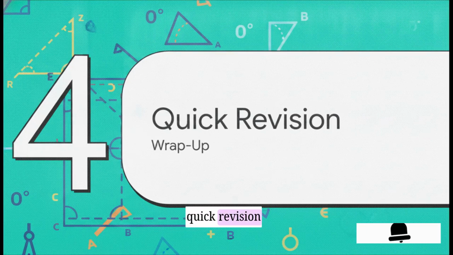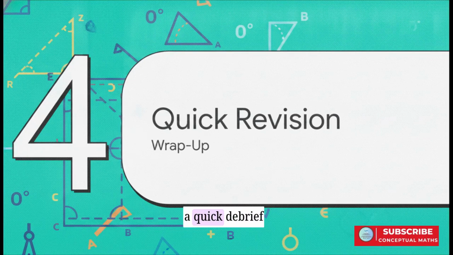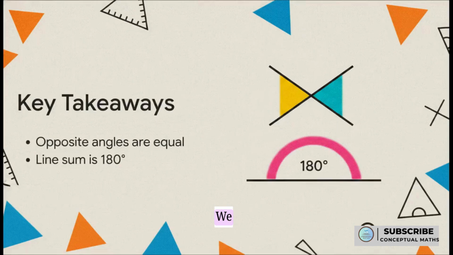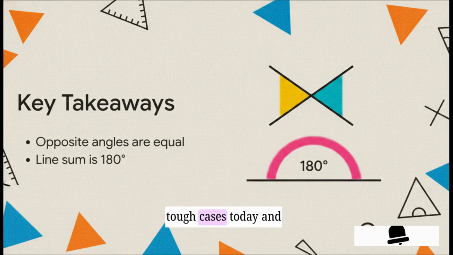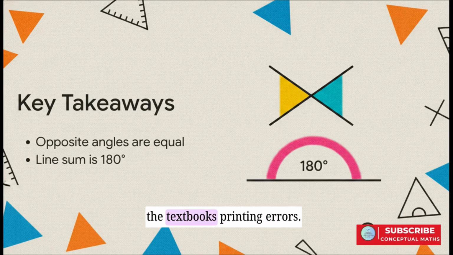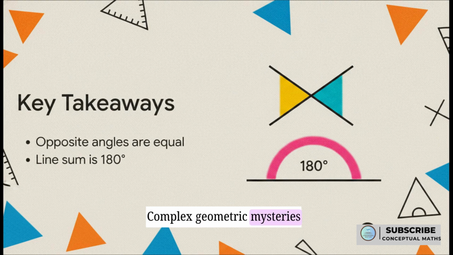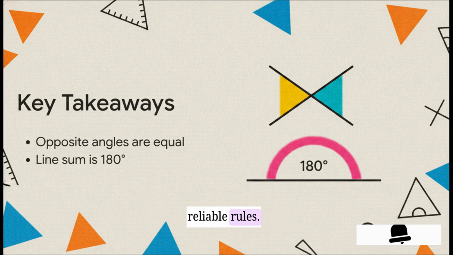Section 4, quick revision and wrap-up. Let's head into a quick debrief so we can lock all these concepts firmly in our memory. We have cracked some remarkably tough cases today and even outsmarted the textbook's printing errors. So the crucial point is this: complex geometric mysteries are solved with simple, reliable rules.